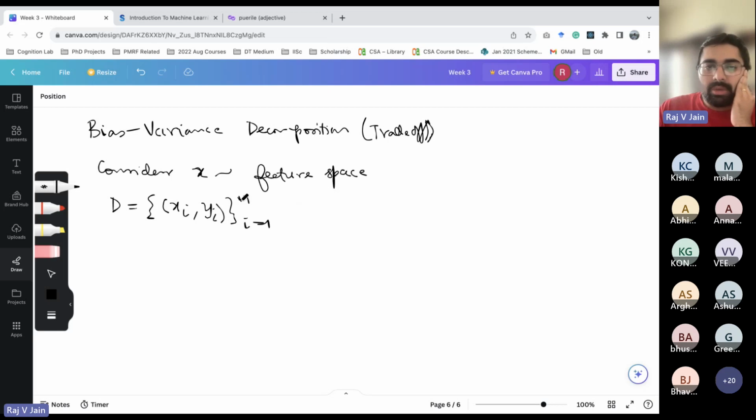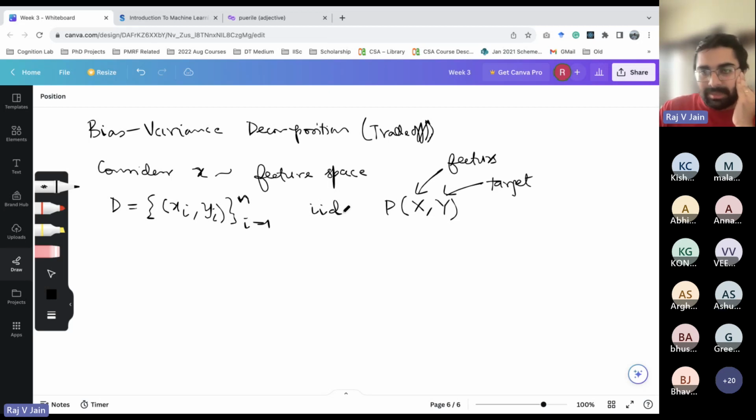Now what we assume in general in machine learning is that this training data set is an IID, that is identically and independently distributed, sample from the joint distribution of x and y. X are your features and y is your target value that you want to predict. So this assumption you need to understand.